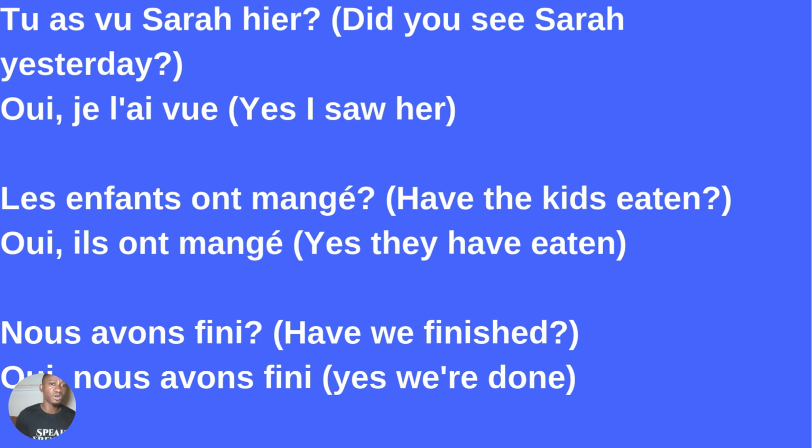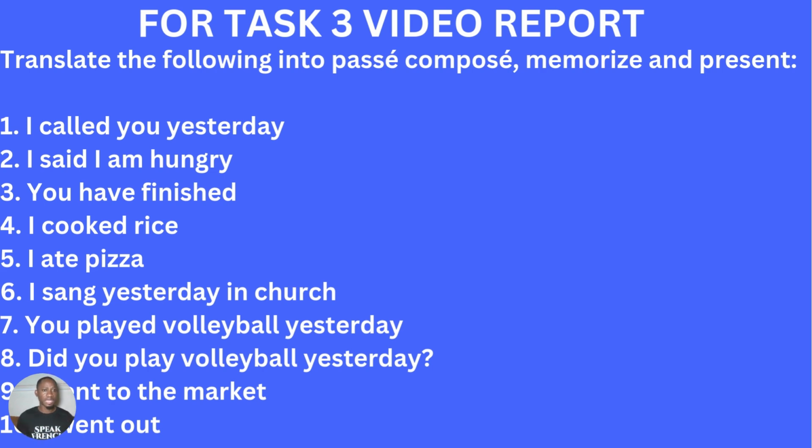Okay. Les enfants ont mangé. The children. Les enfants ont mangé. Have the children eaten? Because les enfants ont mangé is the children have eaten or the children ate. Oui, ils ont mangé. Yes, they ate or yes, they have eaten. Nous avons fini. Have we finished? Nous avons fini. Oui, nous avons fini. Yes, we have finished.